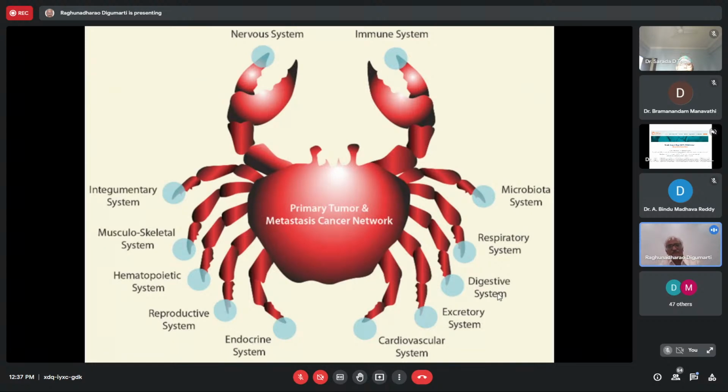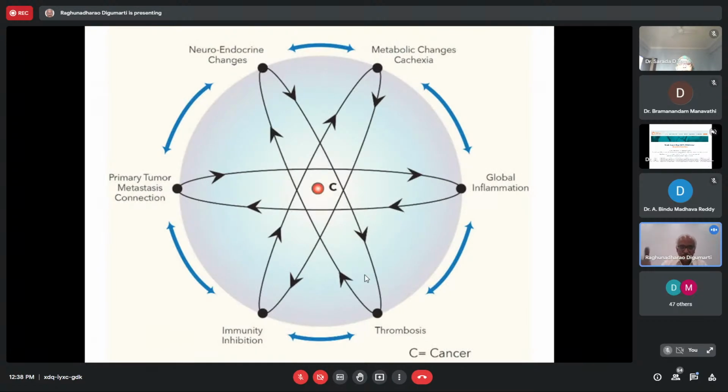So instead of imagining a tumor or metastasis as distinct from the individual, you need to understand that everything in the body, every system in the body, which you target, which you don't target, actually interacts with the tumor and either inhibits the tumor or promotes the tumor. So it is not independent of the organism as we are led to imagine. So there is an interplay between inflammation, primary tumor and the metastasis, between thrombosis and the neuroendocrine changes, between cachexia, metabolic changes and the immune inhibition. This is very well documented now.